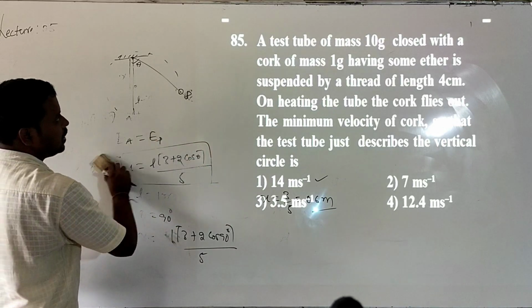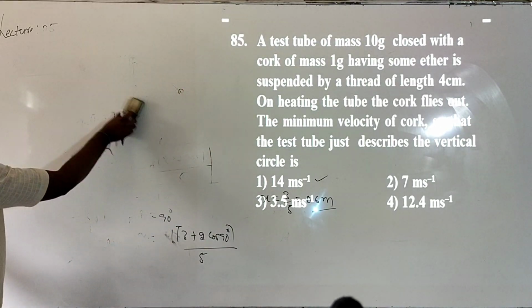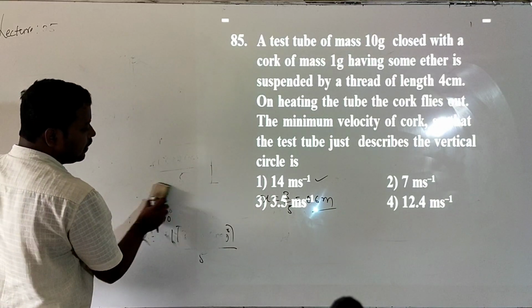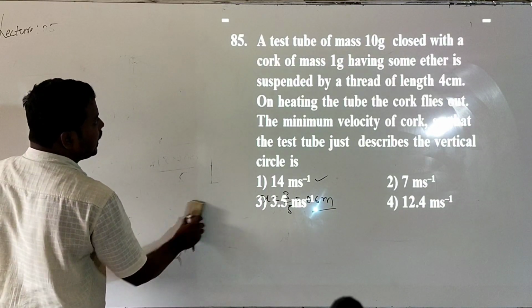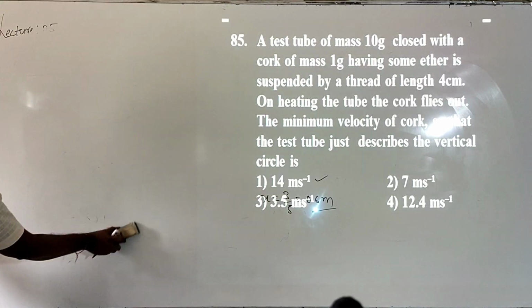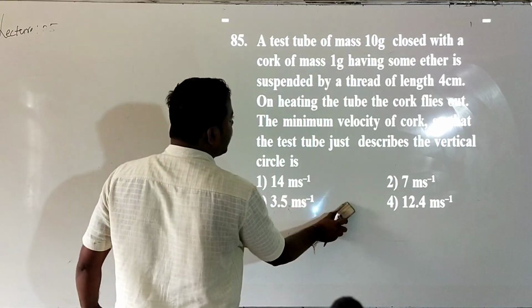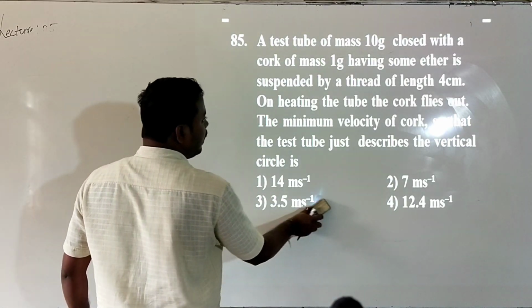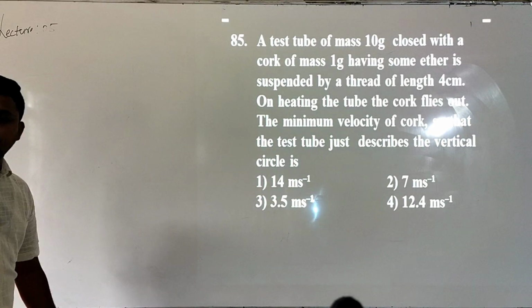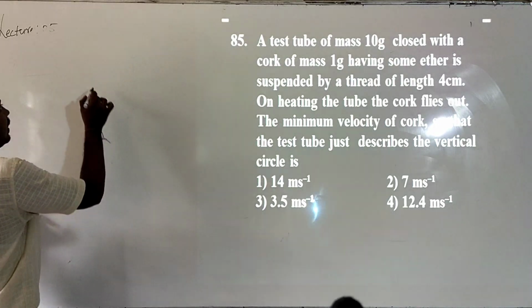So what is this question? A test tube of mass 10 grams is closed with a cork of mass 1 gram, having some ether, and is suspended by a thread of length 4 centimeters. On heating the tube, the cork flies out. What is the minimum velocity of the cork so that the test tube will just describe a vertical circle?